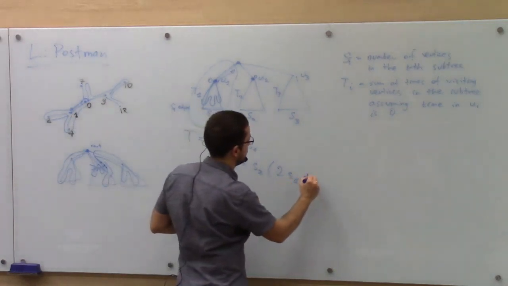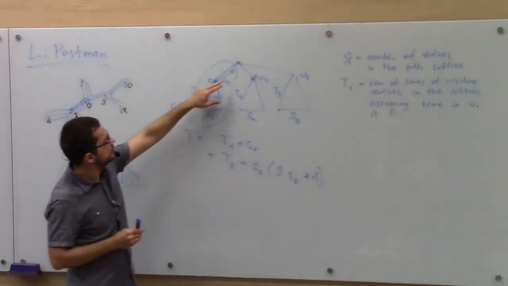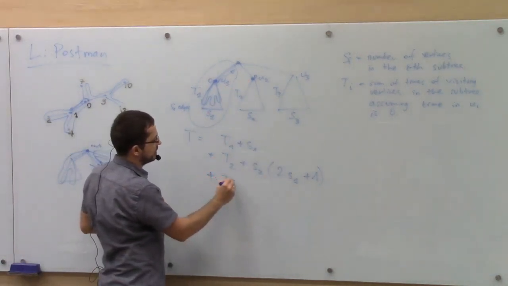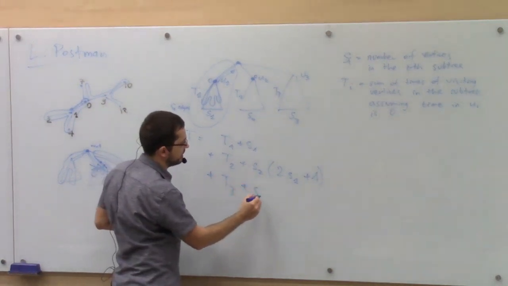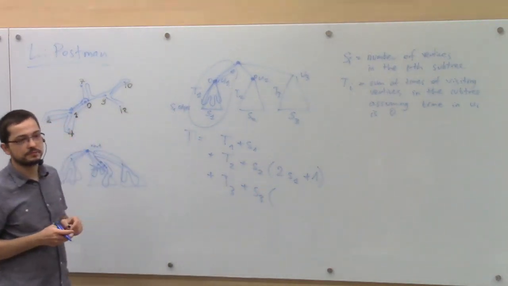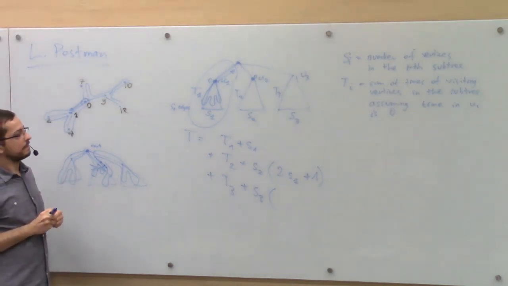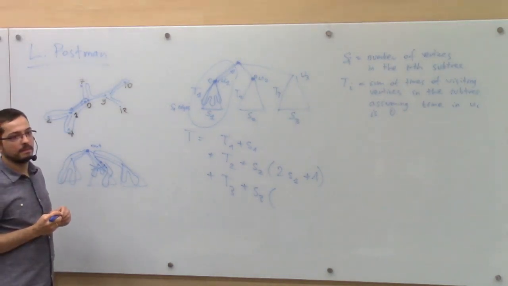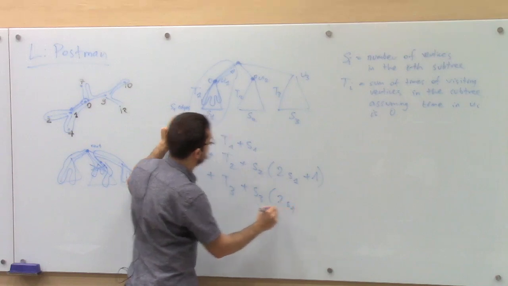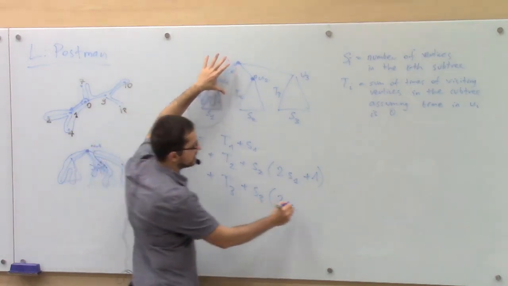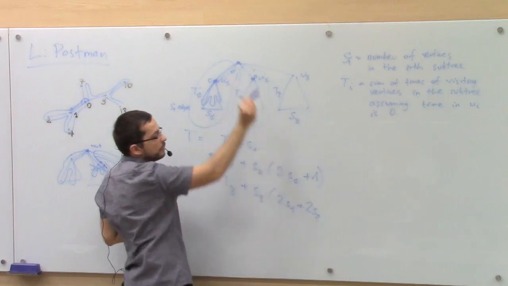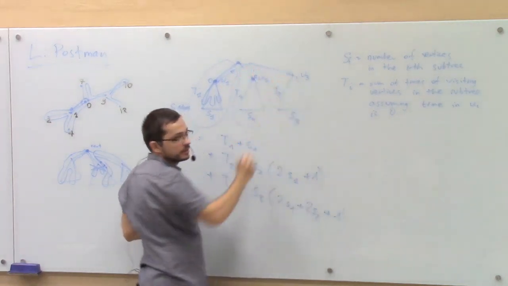Yeah, it looks like it's a +1 because we still need to cover this edge. Okay, and so what about the other one? So the other one is T3 plus S3 plus what? Okay, so it's 2 times S1, so these are these edges, plus 2 times S2, because this also covers this edge, plus 1. And this is this edge.